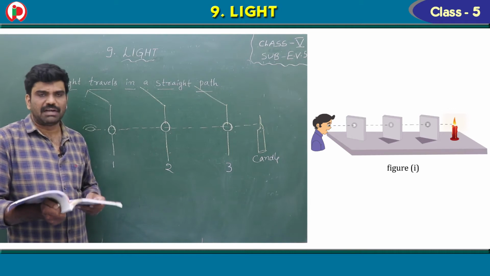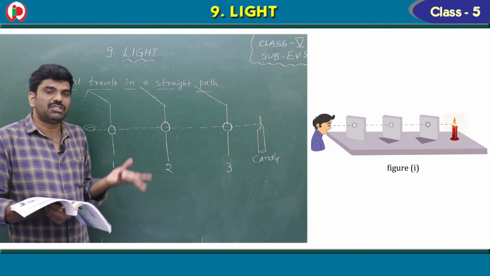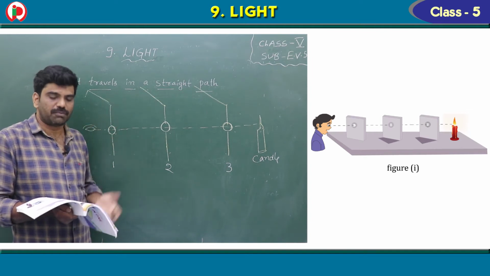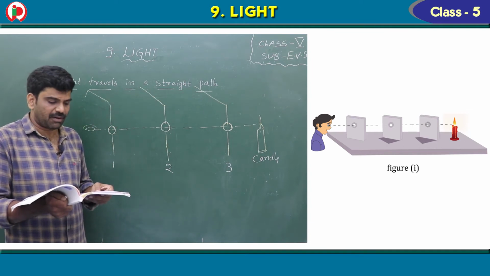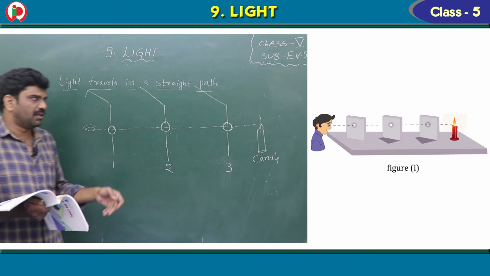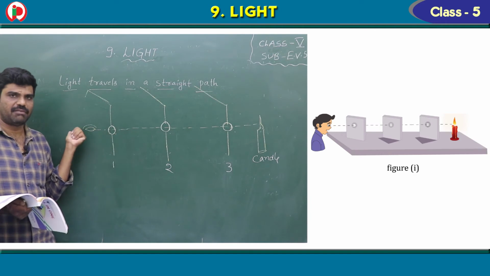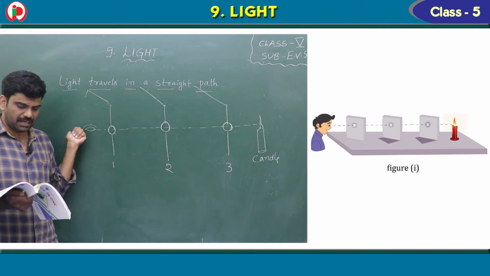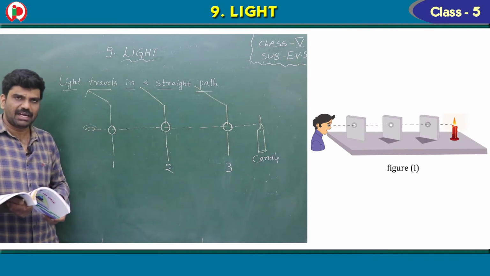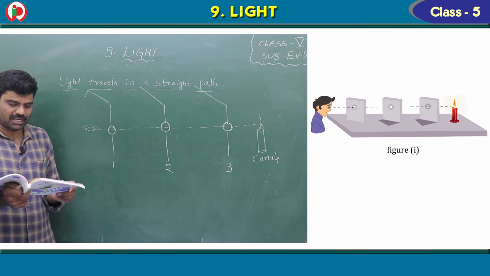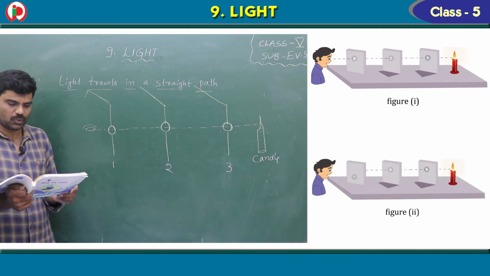Close the doors and windows of the room. In whichever room you are doing this experiment, make sure that the doors and windows are closed. See the candle through the holes from the opposite end. So the candle is at one end and the 3 cardboards, and we are seeing from the opposite end. Can you see the flame of the candle? Yes.